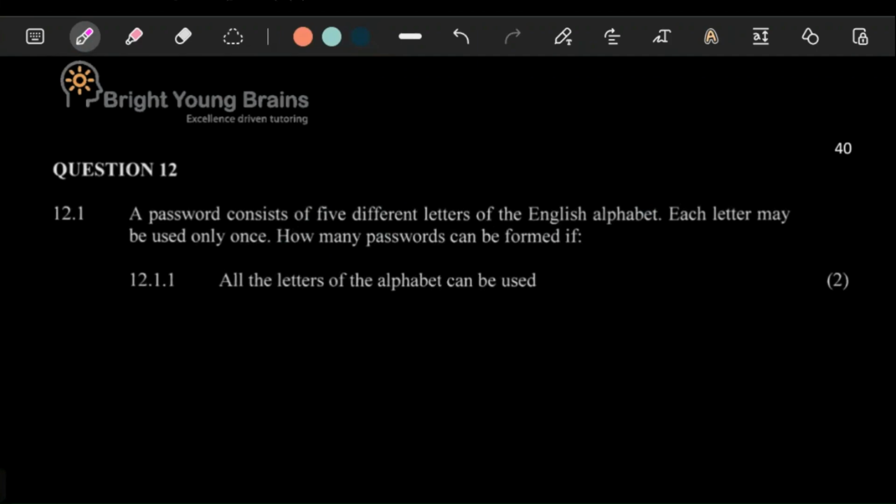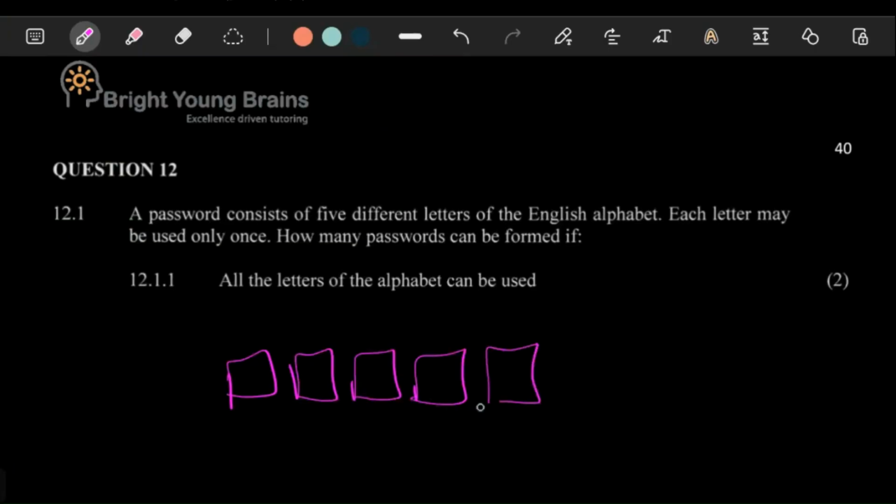So the idea is you always want to see this scenario visually. They say the password can only have 5 letters. So it's like a slot for the first letter, the second, the third, the fourth, and the fifth. Let's put the fifth on here.